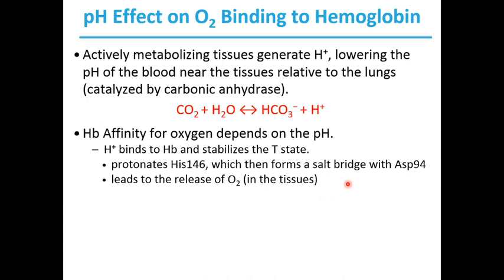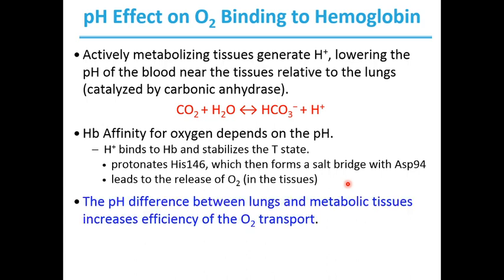So, the point is, as the pH decreases, the binding affinity of hemoglobin for oxygen decreases. The pH difference between lungs and metabolic tissues increases efficiency of the oxygen transport. This is known as the Bohr effect, the effect of pH and carbon dioxide concentration on the binding and release of oxygen by hemoglobin. That is the Bohr effect. It's very important to understand this effect.